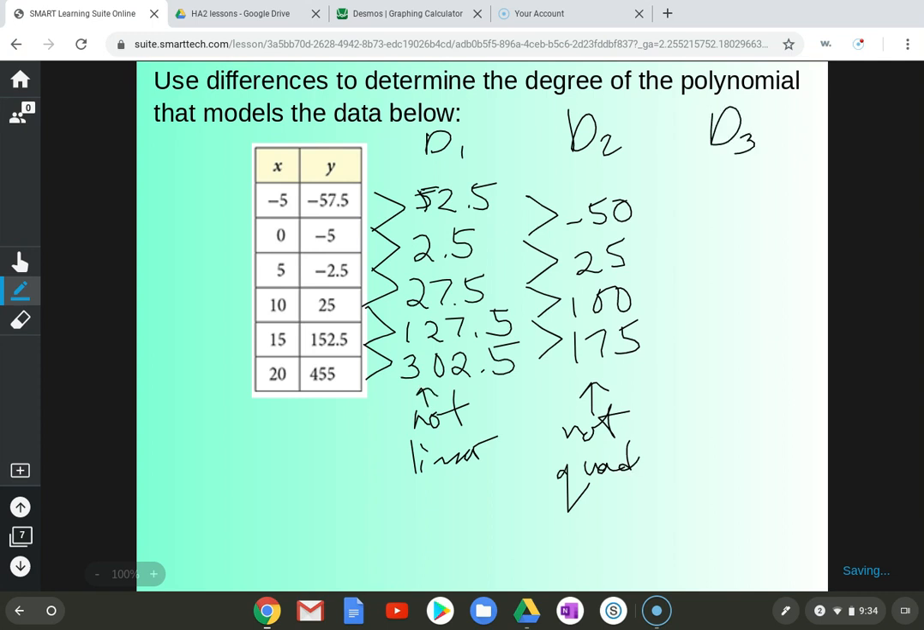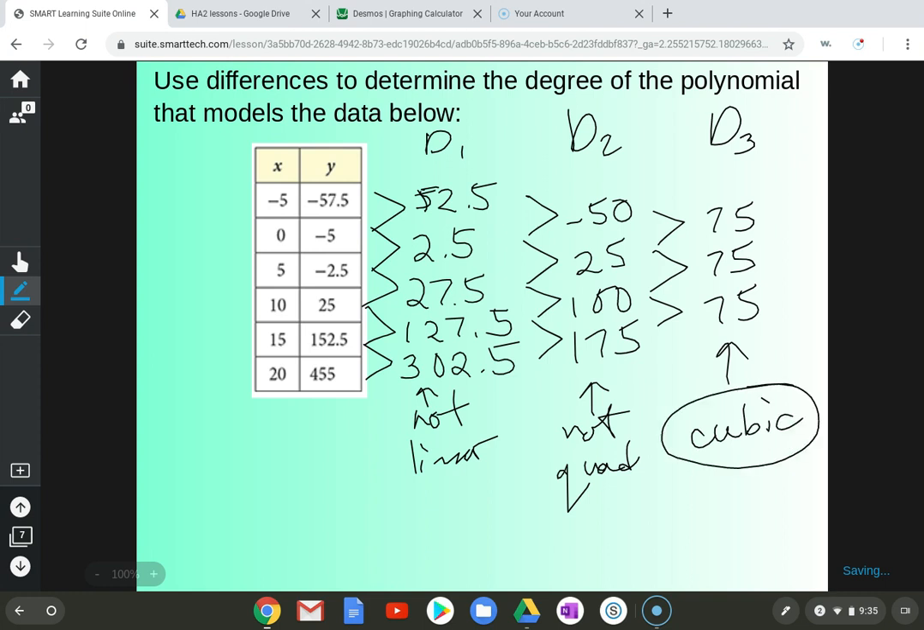Let's go to D3, see what happens. 25 minus negative 50 is 75. 100 minus 25 is 75. 175 minus 100 is 75. And if we keep going, it's going to keep staying at a constant of 75, which means this function has a degree of 3 and it is cubic. So you just keep subtracting until you end up with a line of differences that are all the same, and then that tells you what the degree of the function is.